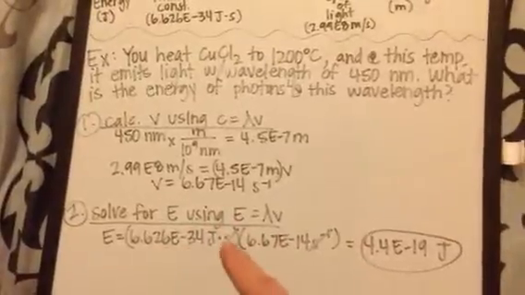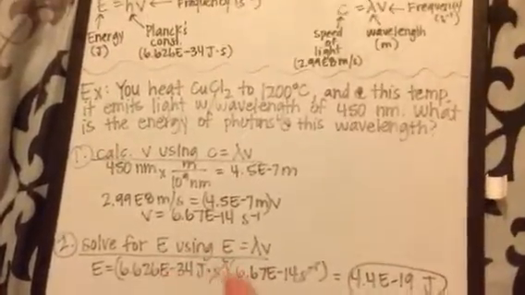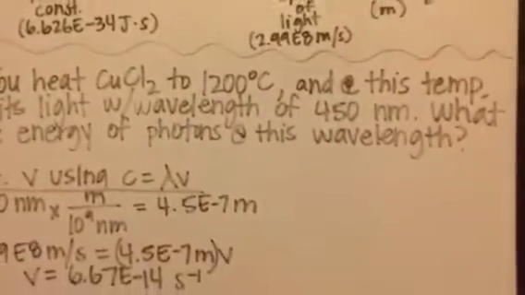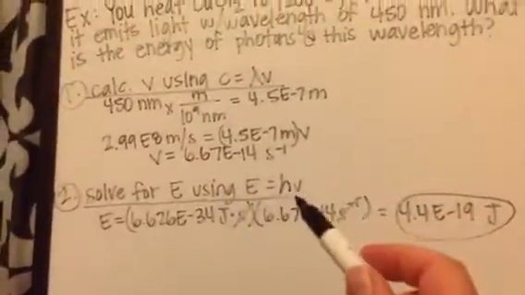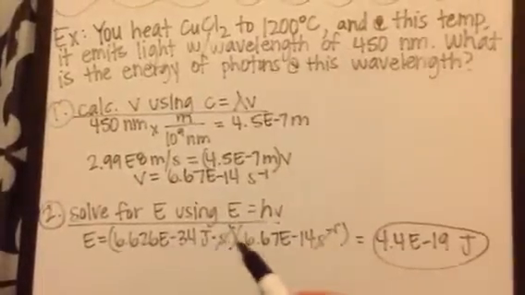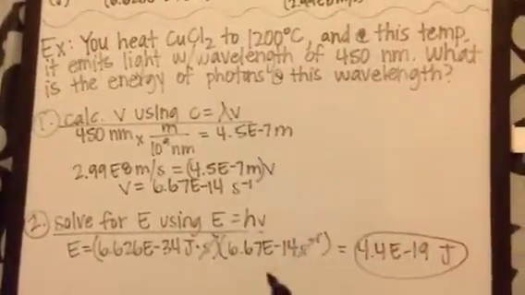Planck's constant is a constant. Excuse me, that shouldn't say wavelength, that should say h. There we go. Planck's constant is represented with h. So plug in Planck's constant, plug in our frequency that we just solved for.